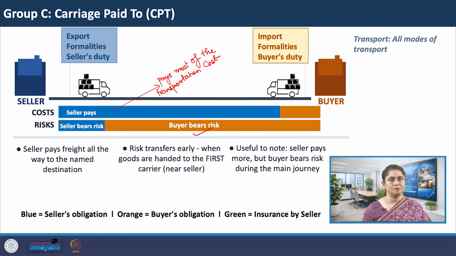The practical implication is the seller pays more in terms of freight costs, but the buyer bears more risk during the main journey. This means the buyer should always arrange their own cargo insurance on top, even though CPT itself has no insurance obligations on the seller. CPT applies to all modes of transport. It is the multimodal equivalent of CFR, which is sea only.